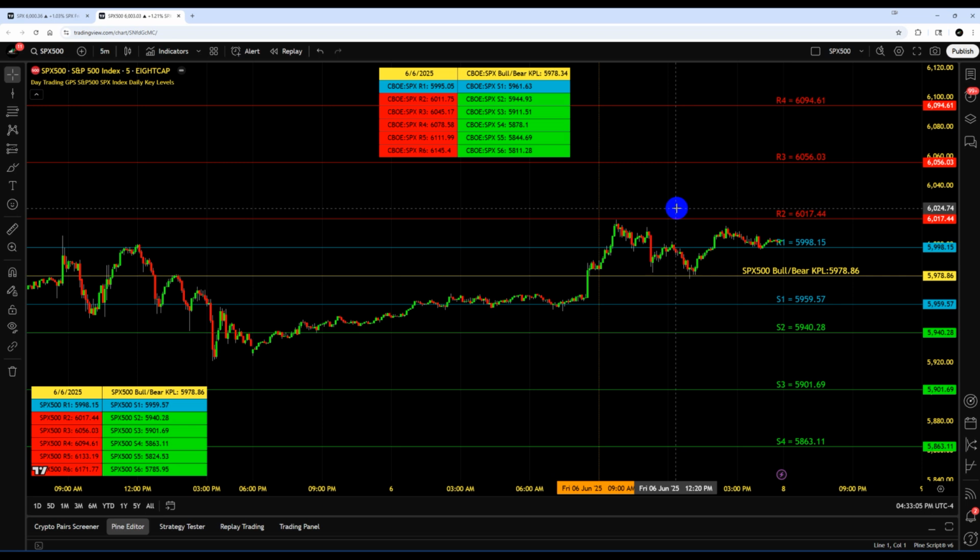We also have a daily key levels indicator for forex currency pairs and cryptocurrencies, and then another one for futures, like if you trade oil futures, gold futures, Bitcoin futures, NASDAQ futures, S&P 500 futures, Russell 2000, Dow futures, etc. Or you trade the forex CFDs of those indexes. That is our day trading GPS futures CFDs daily key levels indicator.